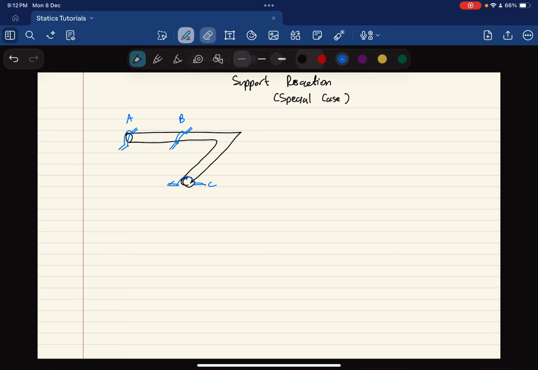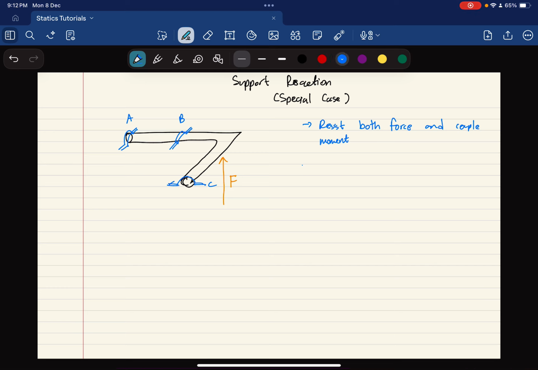So one thing that we should be aware about journal bearings is that they resist both force and couple moment. Oh, by the way, before I go on, let's just add a force here, let's make it orange. I'm going to put a force that goes in this direction, let's say a force of F. So they resist both force and couple moment.